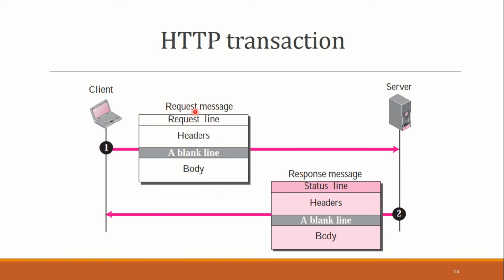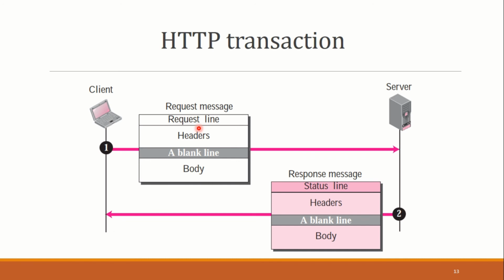The format of the request message is as shown. A request message consists of a request line, a header, and sometimes a body. Now, what do we have in a request line? The first line in a request message is called a request line. There are three fields in this line separated by some character delimiter.